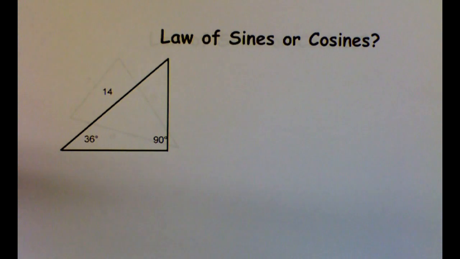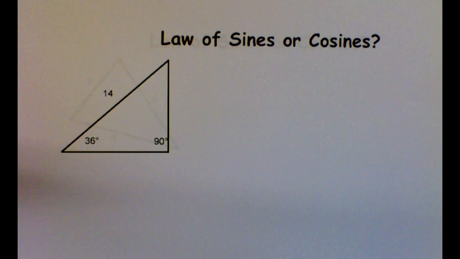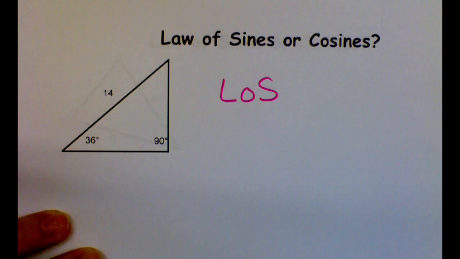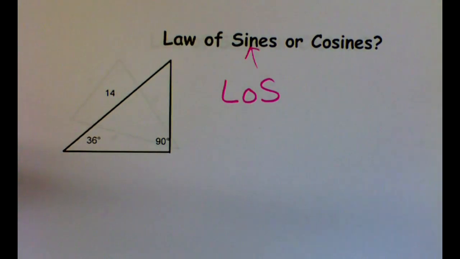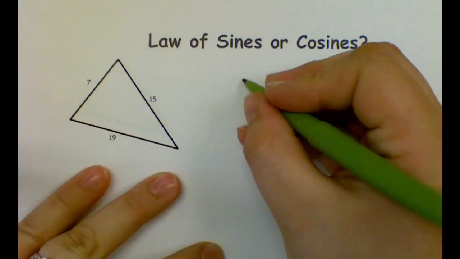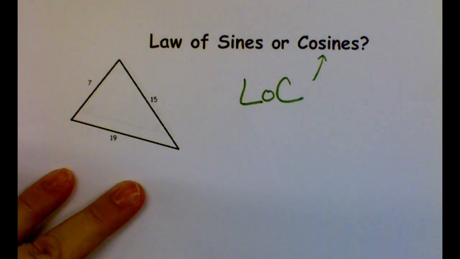So, in this problem, I'm given angle, angle, side. Well, it's not side, side, side. It's not side, angle, side. At least one of my pieces is a side. That must be law of sines. LOS, law of sines. All right, next one. I'm given the 3 sides. Side, side, side. Hey, that's one of my law of cosines rules. LOC for law of cosines.